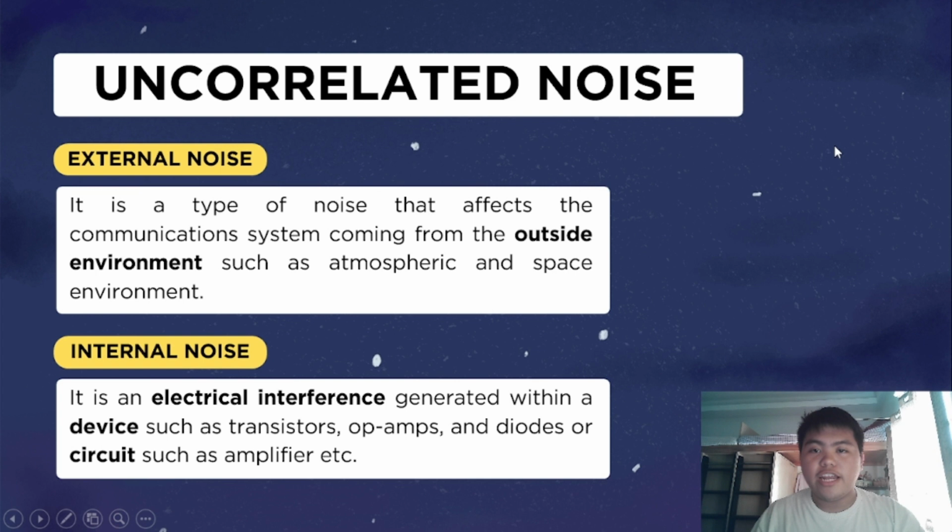For the uncorrelated noise, we have basically mentioned these two, which are external and internal noise. So what is the difference between the two? External noise is a type of noise that affects the communication system coming from the outside environment, such as the atmosphere or even space. Internal noise, on the other hand, is an electrical interference generated within a device, such as transistors, operational amplifiers, and diodes, or even circuits such as amplifiers.